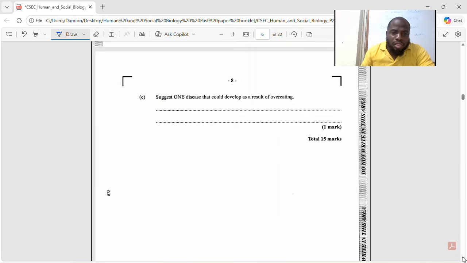Part C says, suggest one disease that could develop as a result of overeating. Obesity is one such disease where you have accumulation of fat in the body mass.